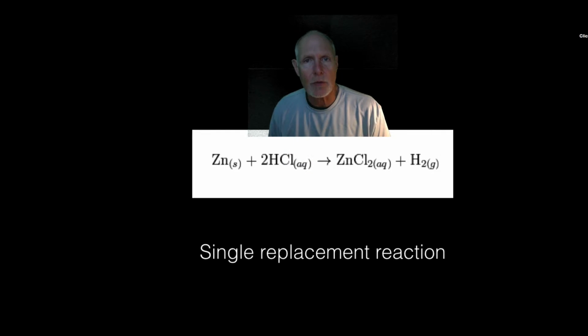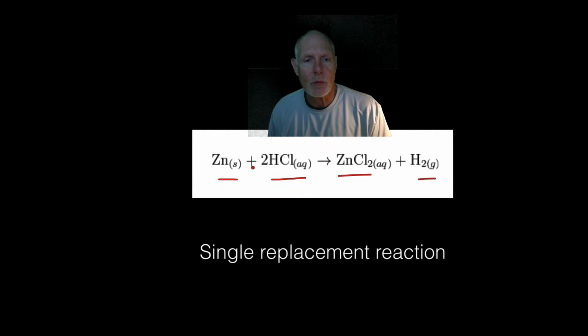Another type of reaction is what we call single replacement, where we have two reactants on the left-hand side of our equation. In this case, we have zinc and hydrochloric acid. Don't be confused by the S and the AQ. The S stands for solid, and the AQ stands for aqueous or liquid. So when you see those terms, that's what we're talking about. We actually talked about this one in class. Once those two react, we get zinc chloride and hydrogen gas.